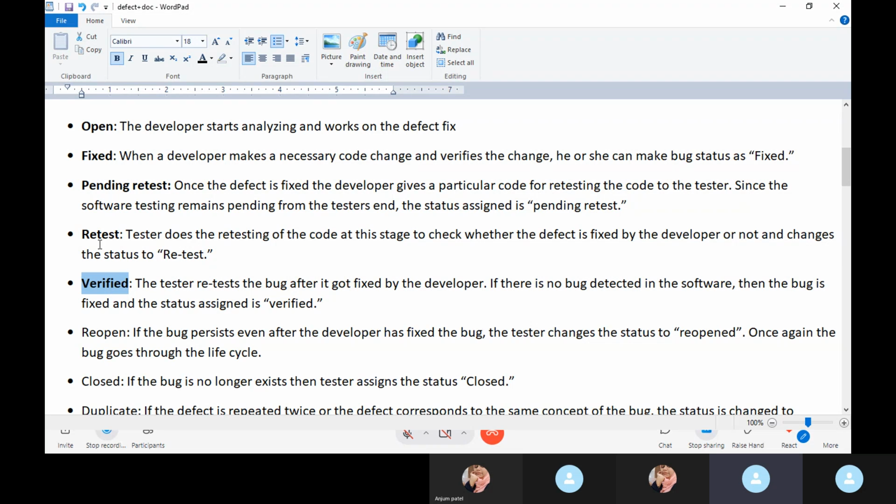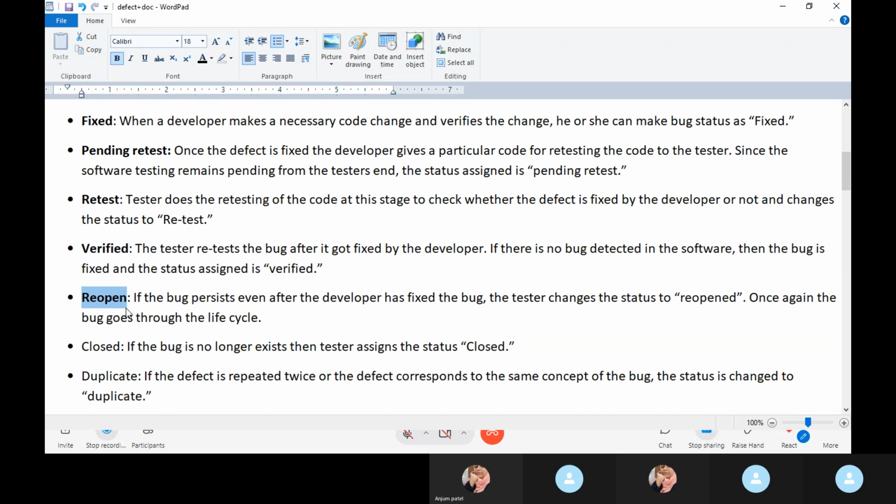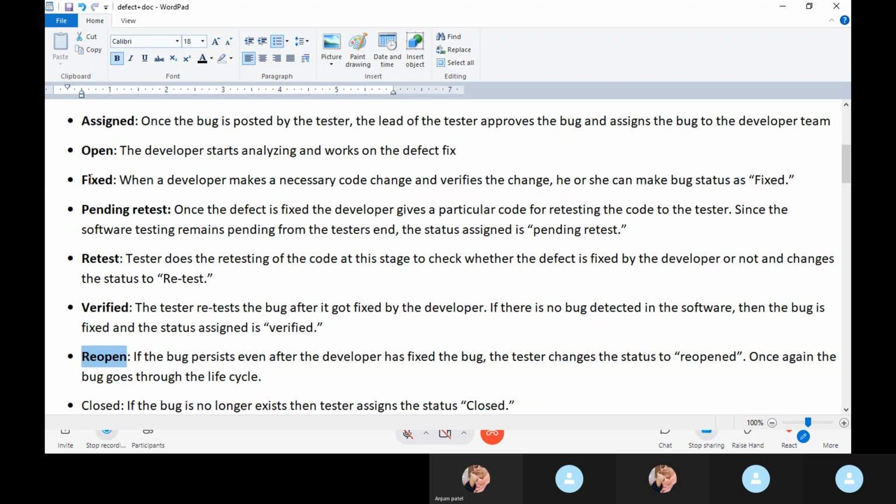And if during retesting it is found that the defect is still not fixed, and the same issue is still coming, then the tester will reopen it and make the defect status reopen. Then when it is reopened, what will happen? From here, again the same process will start after open.